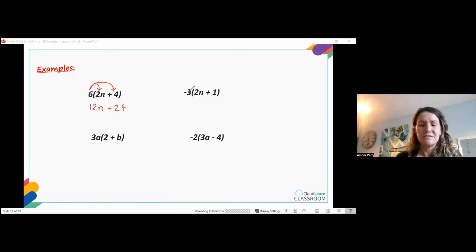If we have a negative, it's really important to include that negative in our working. So this time we're actually doing minus 3 times 2n. So minus 3 times 2n is going to be minus 6n. And then we've got minus 3 times positive 1 there. So it's actually a minus 3. So that's going to be minus 6n minus 3.